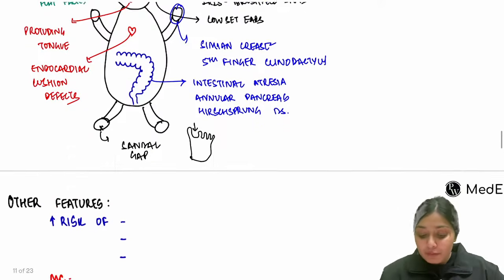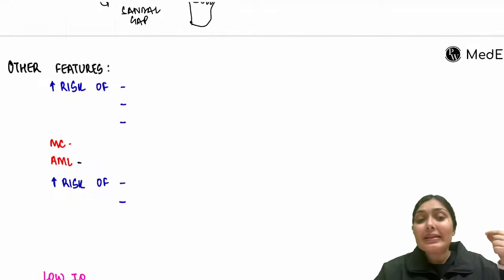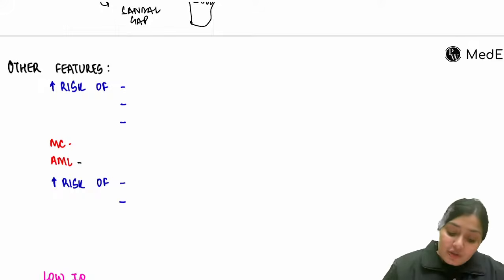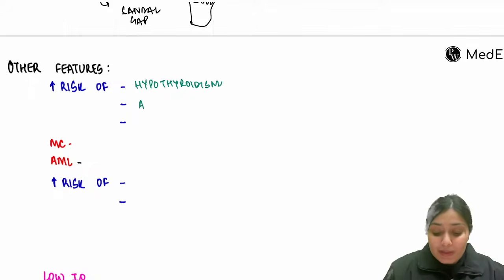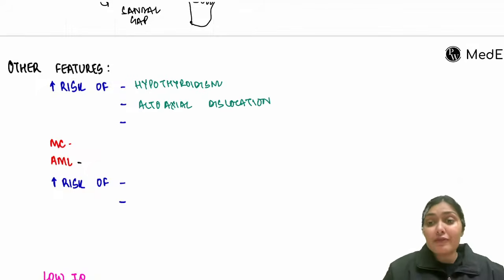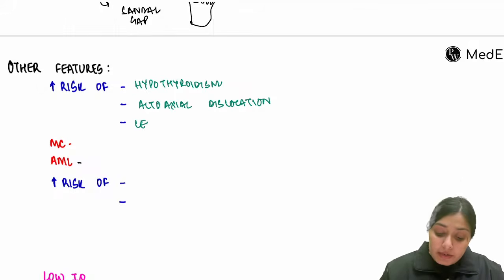Apart from that, other features: Down syndrome children, because of that extra chromosome, are at risk of certain diseases, right? They have increased risk of hypothyroidism, increased risk of atlantoaxial dislocation. That's why after the age of 4, we advise an X-ray neck for all of these children because they have higher chances of this dislocation. Also, they are at higher chances of developing leukemias, blood cancer.